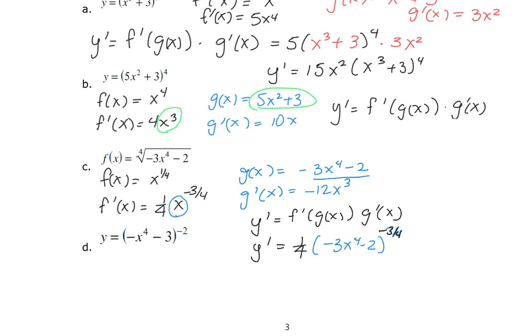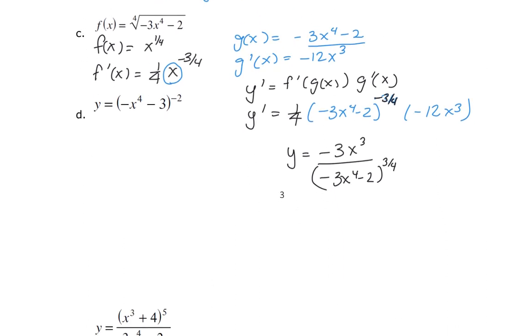And then I'm going to multiply it by my inner function derivative, which is negative 12x to the 3rd. So when I clean this all up algebraically, the 4 and the 12 are reduced to negative 3x to the 3rd, and then I'm just going to put the negative 3x to the 4th minus 2 raised to the positive 3/4 in the denominator.